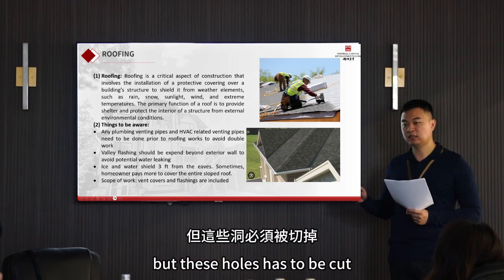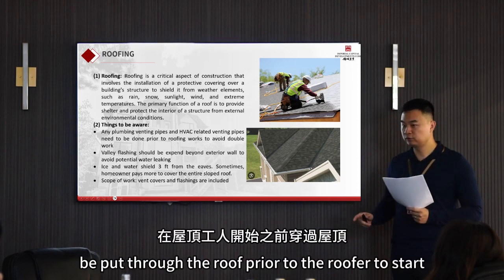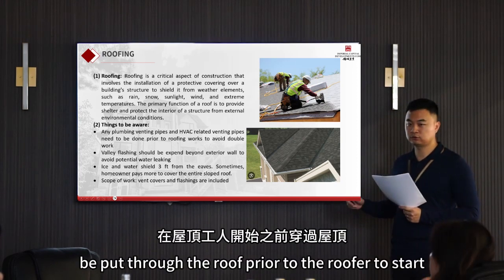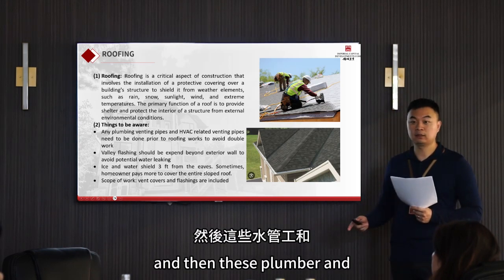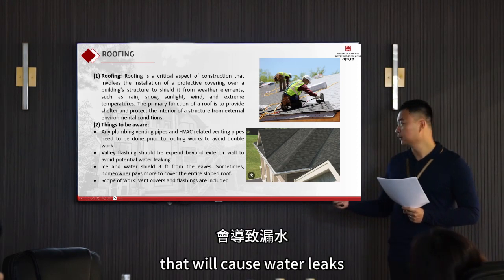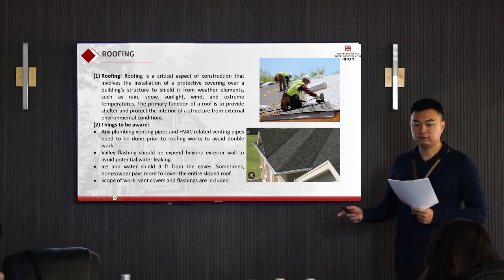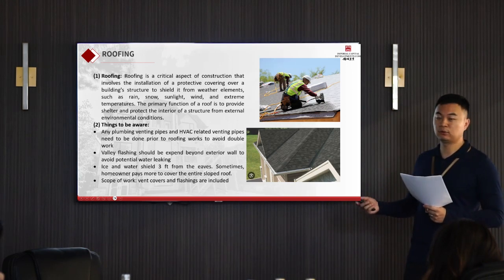But these holes have to be cut, and these pipes have to be put through the roof prior to the roofer starting. Because you don't want to have the roofing down, and then the plumber and HVAC contractor come back and cut a hole in the roof. That will cause water leaks. To avoid it, of course, you have to call your roofer back. But rework costs money. You don't want to rework that.